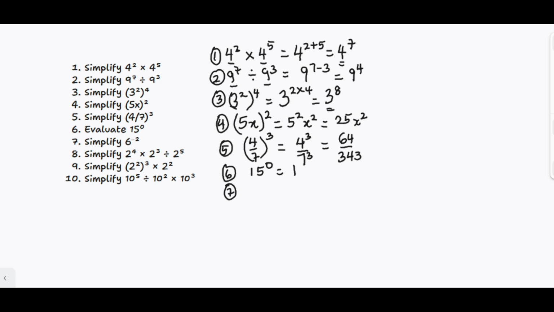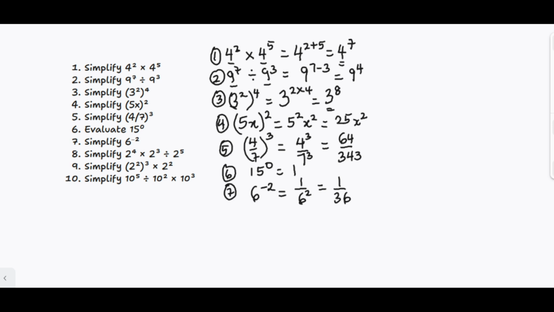So what do we do? When the base is raised to a negative power, what we simply do is to take the reciprocal. So what is the reciprocal of this? It will become 1 over 6 raised to power 2, which is 1 over 6 times 6, which is 36.